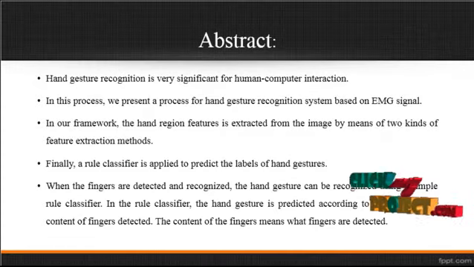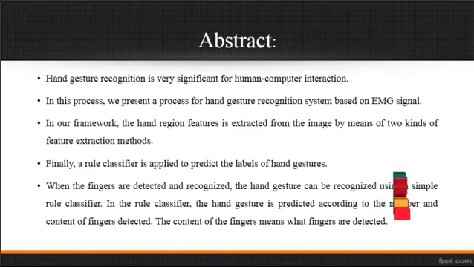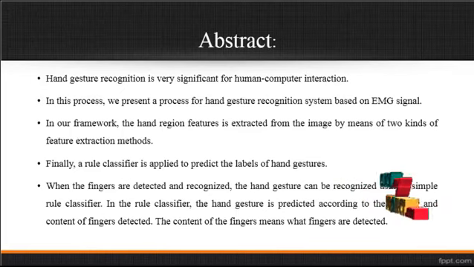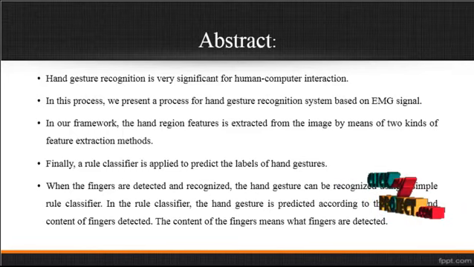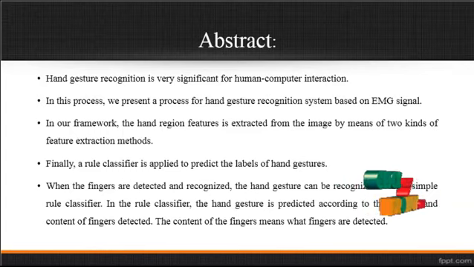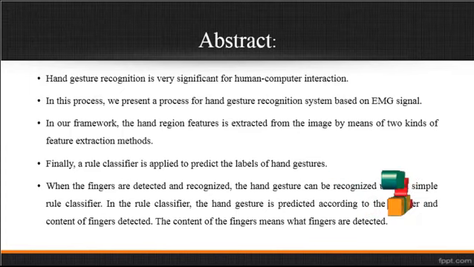Now we are going to discuss the abstract of the process. Hand gesture recognition is very significant for human-computer interfaces in this world. In this process, we present a hand gesture recognition system based on the EMG signal, using digital signal processing. In our framework, the hand gesture features are extracted from the signals by means of two kinds of feature extraction methods. Finally, rule-based classification is applied to predict the labels based on the type of hand gestures.